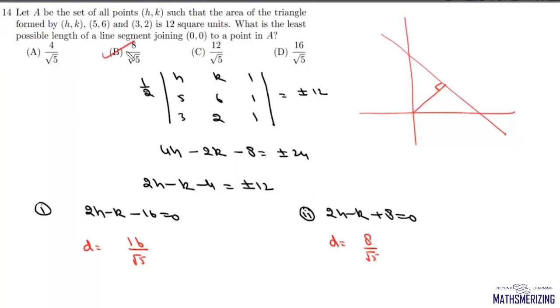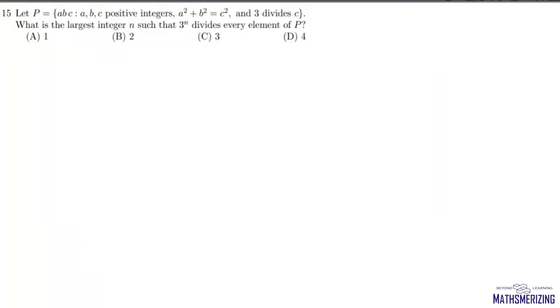and that's your option B. Now question number 15 is, P denotes the set of all numbers which are of the form A into B into C, such that A square plus B square is equal to C square, and 3 divides C. Now these A, B and C, they are Pythagorean triplets.